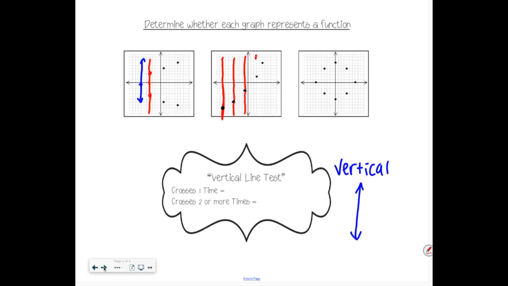So if I keep going, I hit 1 point and none other, so that works too. I hit 1 point and no other points, so that works too. So actually, because that first graph, we hit those 2 points with 1 vertical line, we know that that first one, that whole graph, is not a function.